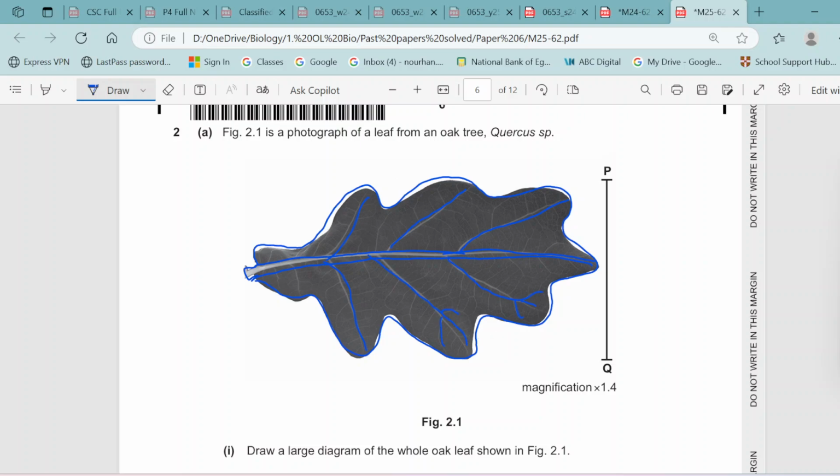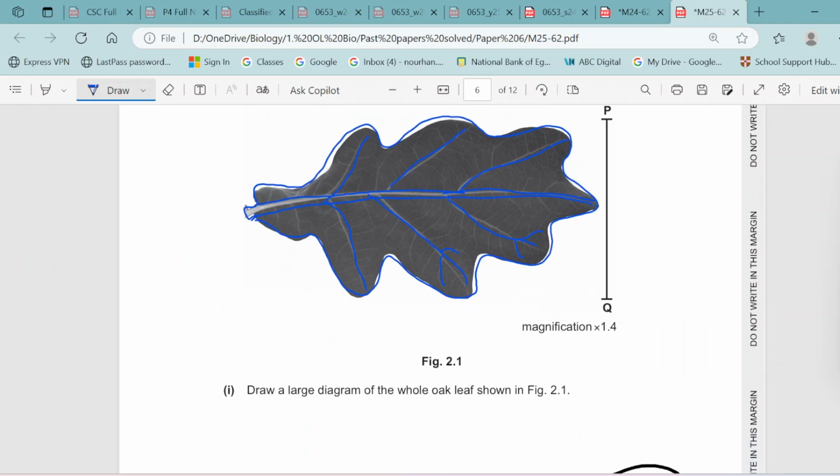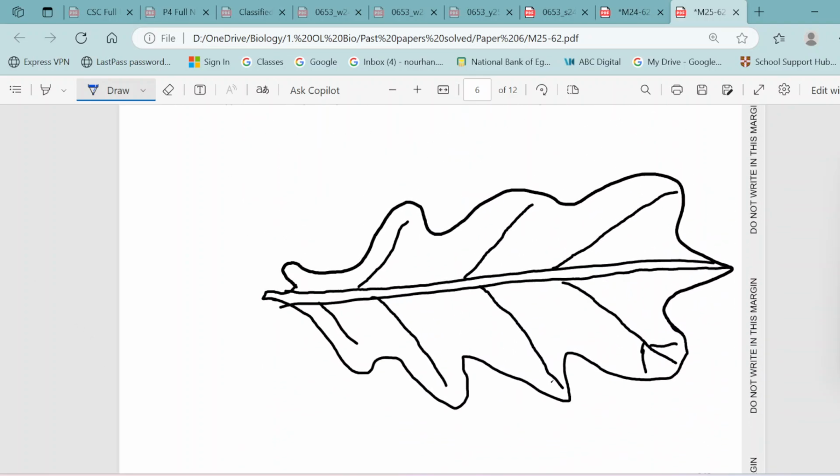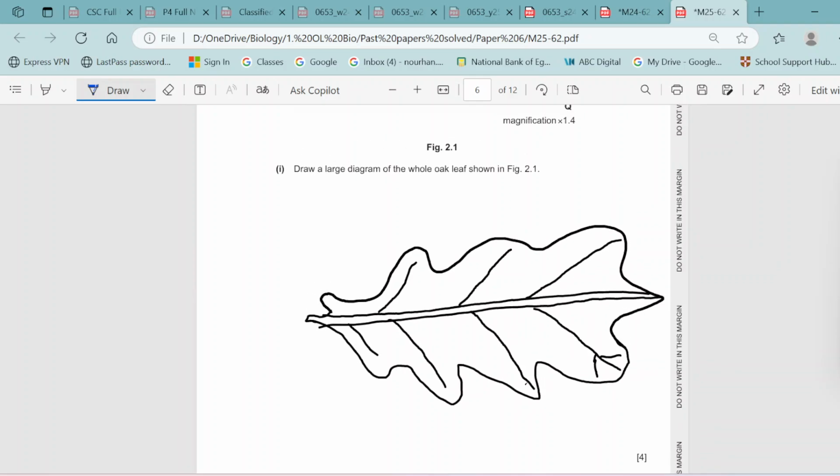If it's a bit branching, you can add it. A big drawing that looks the same with the same proportions. Clear outline. The upper lobes are at least 3 or 4. 1, 2, 3, 4. Here 1, 2, 3, 4. Up and down.